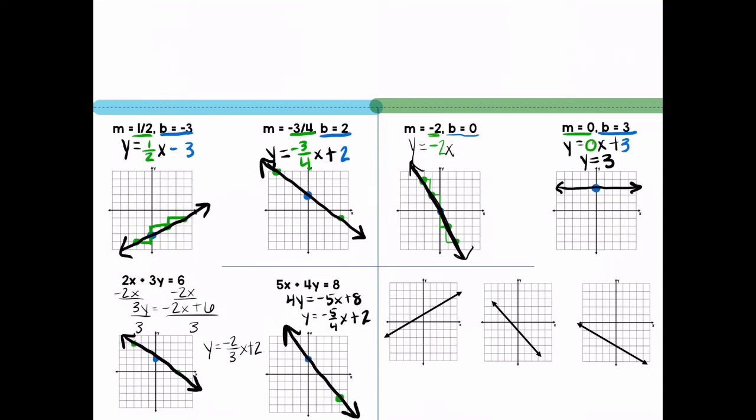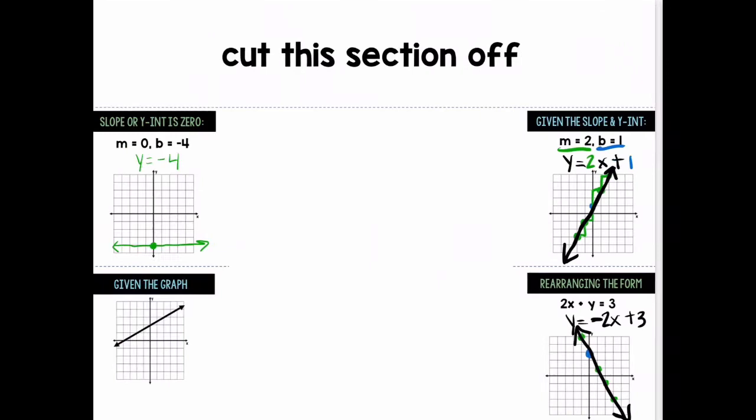So all you really need to graph a linear line is 2 points, but sometimes I like to have more than 2 just to make sure I go through the right points. But yeah, 2 is all you really need. Okay, so let's go to the last section.